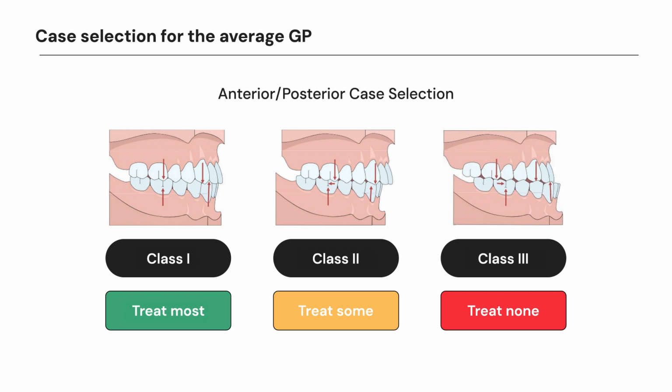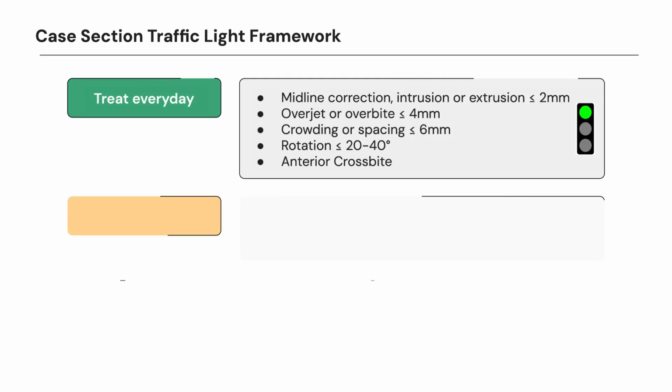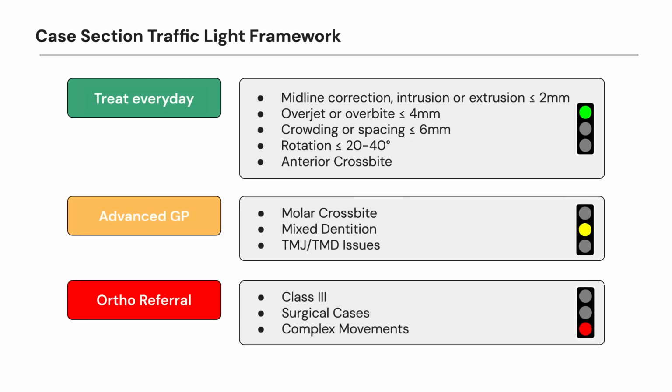Class 3, much more challenging because this is an orthognathic type thing, and unless you're doing a lot of orthognathic cases to begin with, it's something that I'd prefer for you to just leave until you've got better skills underneath your belt. So those colors all translate into a stoplight. We like to kind of think of it as what's the everyday, what's the advanced, and then the red, it says ortho referral. It doesn't mean you can't do it. It just means you have to have a lot of skills underneath your belt before I want you running that red light.